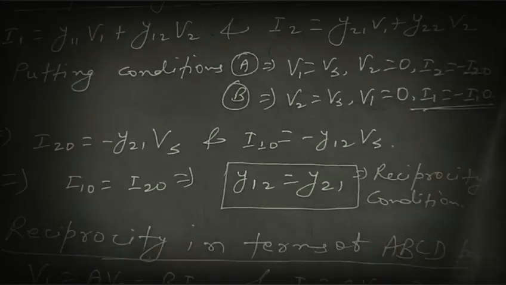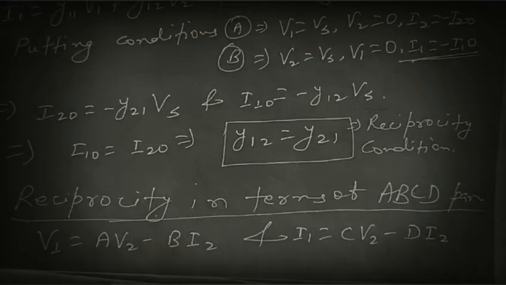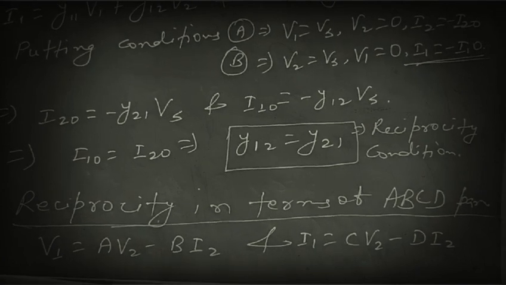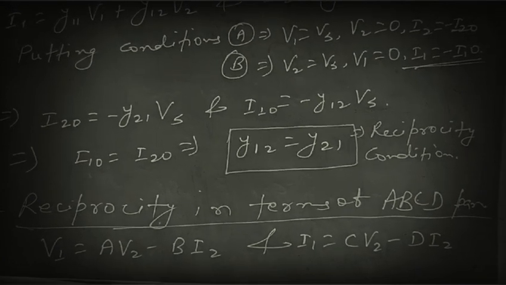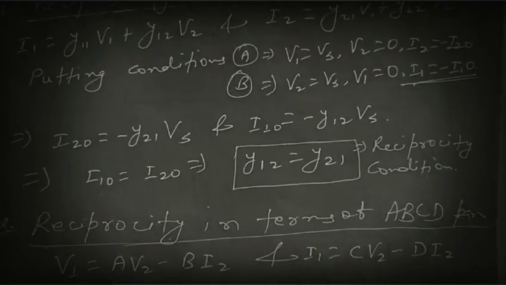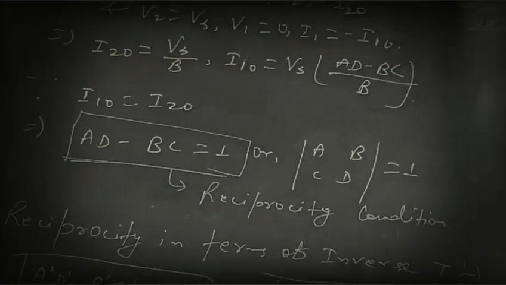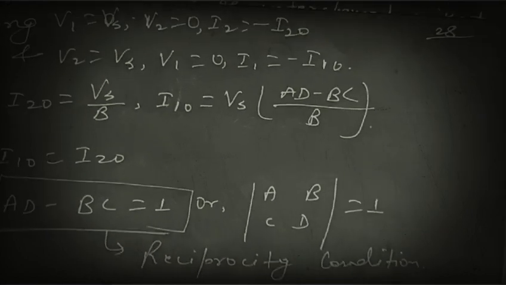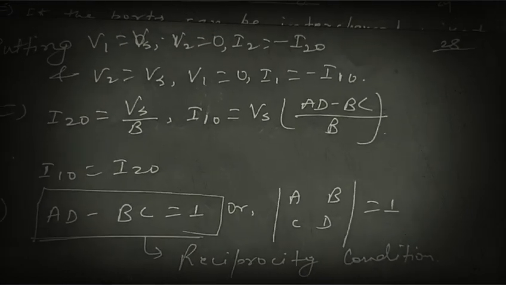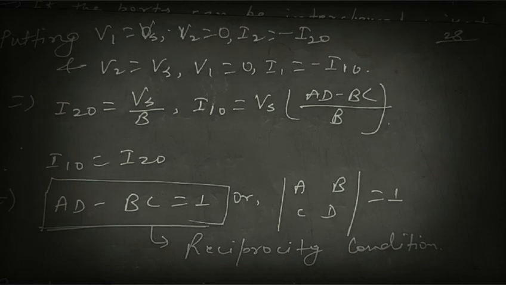Next is the condition of reciprocity in terms of ABCD parameters. In the case of ABCD parameters, again we write the two equations, that is V1 equal to AV2 minus BI2 and I1 equal to CV2 minus DI2. So again we put the conditions of figure A and B in these two equations.